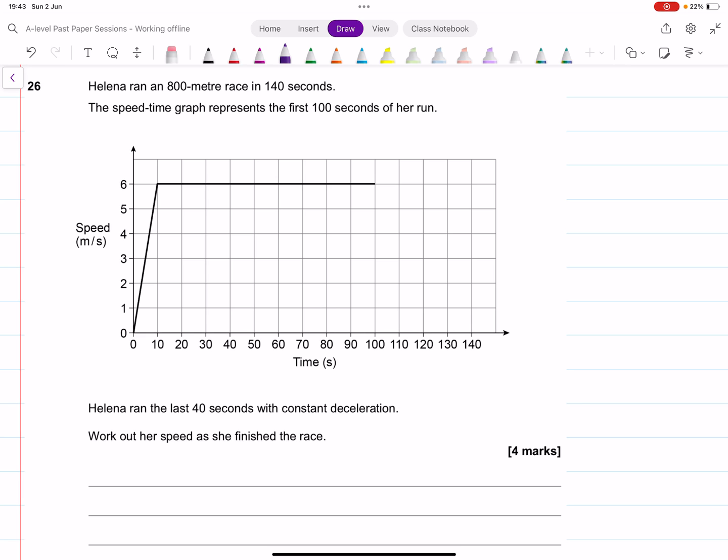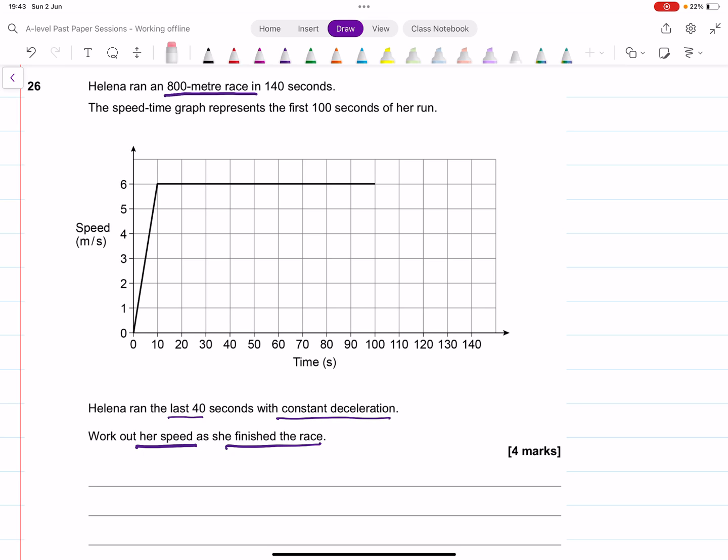Okay, now this is a speed time graph, and she's running an 800-meter race. We have the first 100 seconds of her run, and she is completing 800 meters in 140 seconds in total. So we have an incomplete graph here. We have to complete it, and figure out what her speed was as she finished the race. And they're telling us she ran the last 40 seconds with constant deceleration.